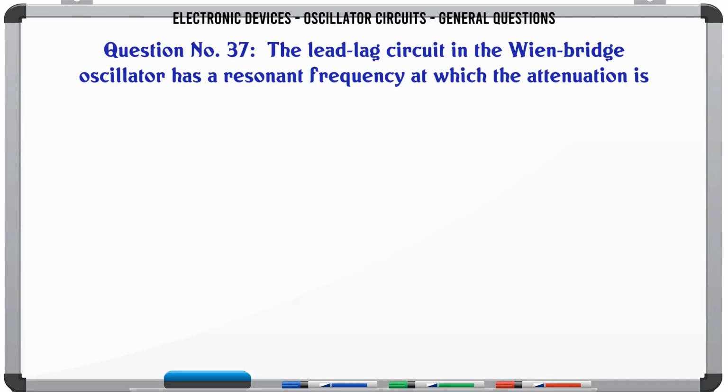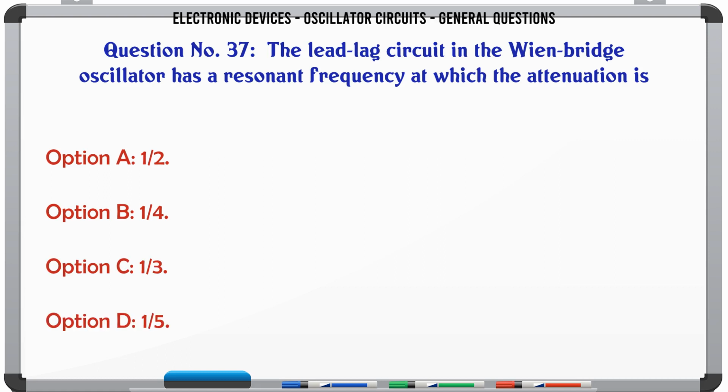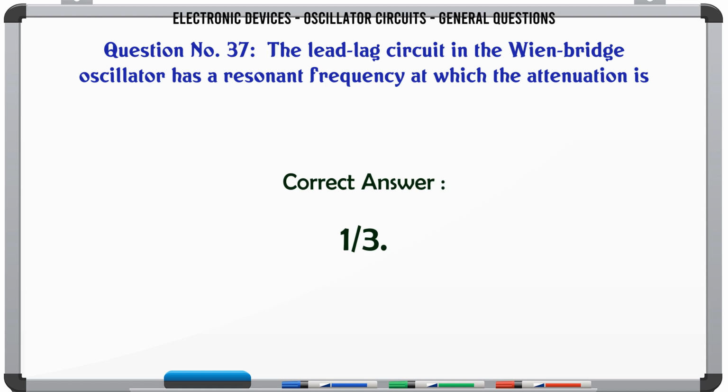The lead lag circuit in the Wien bridge oscillator has a resonant frequency at which the attenuation is A. 12, B. 14, C. 13, D. 15. The correct answer is 13.